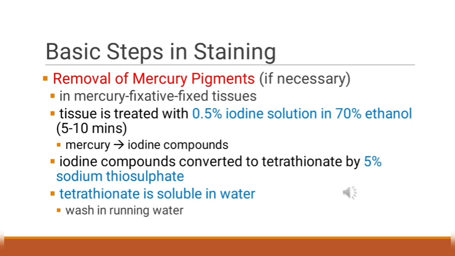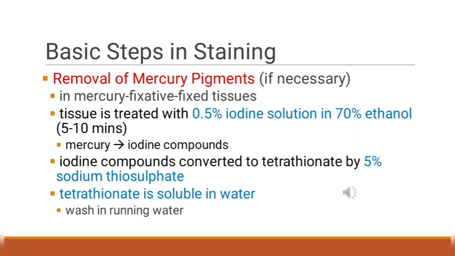The next step is the removal of mercury pigments. Mercury chloride is the most common metallic fixative. Others are chromate and lead. Except for Heidenhain-Susa, black precipitates of mercury are deposited in tissues because of those metallic fixatives. So mercury chloride and other metallic fixatives should be removed first before staining.